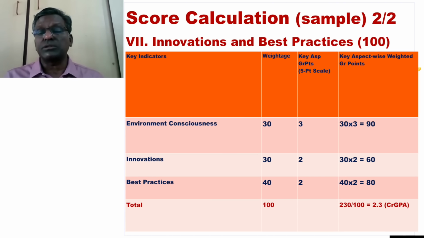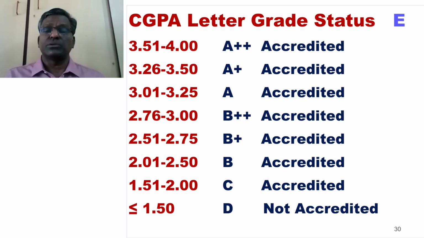The weightage allotted for this criterion is 100. So therefore 2.3. What is the CGPA? GPA is grade point average. Grade point average for this particular criterion, criterion 7. So 2.3 is the criterion-wise grade point average. Okay. Now please look at this slide.